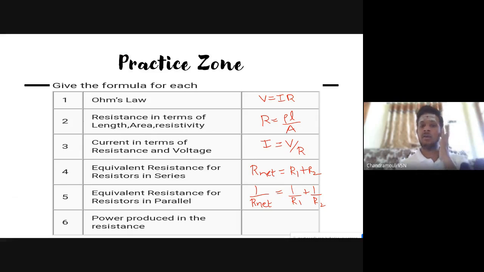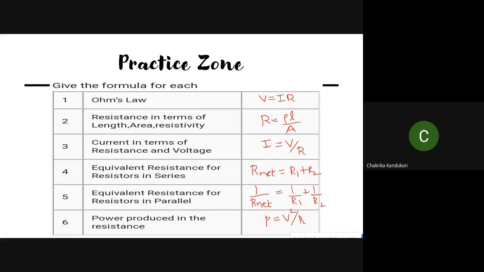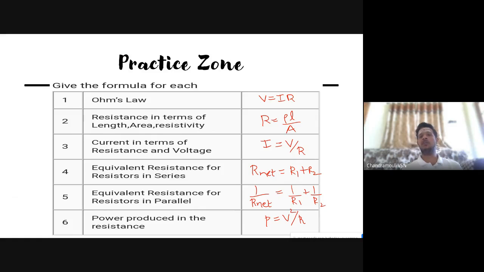So finally, the power produced in the resistance. P is equal to the power formula, V square by R. Okay, quickly, Chakrika, can you read all formulas?